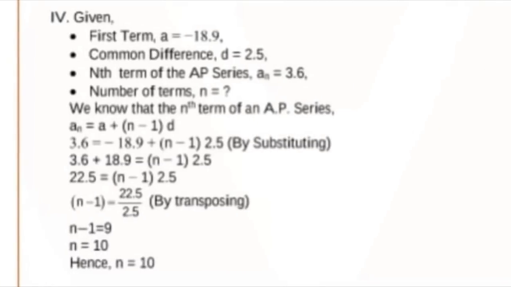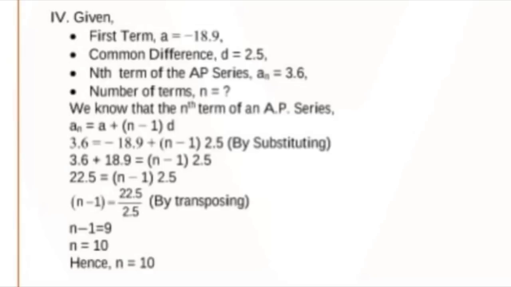Now in the fourth part, we are given the first term is minus 18.9, common difference is 2.5, nth term is 3.6, but the number of terms is missing. So let us write the formula for an. An is equal to a plus n minus 1 into d. So 3.6 is equal to minus 18.9 plus n minus 1 into 2.5. So we have 3.6 plus 18.9 is equal to n minus 1 into 2.5. Let us simplify this. After simplification, we have n is equal to 10. So here the number of terms is 10.